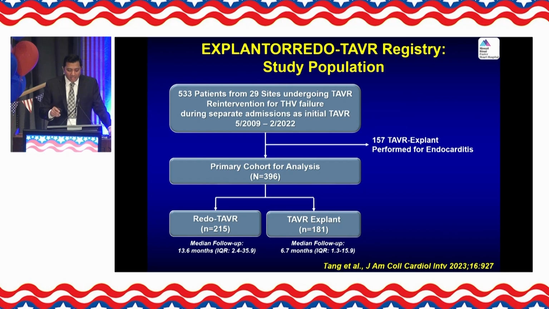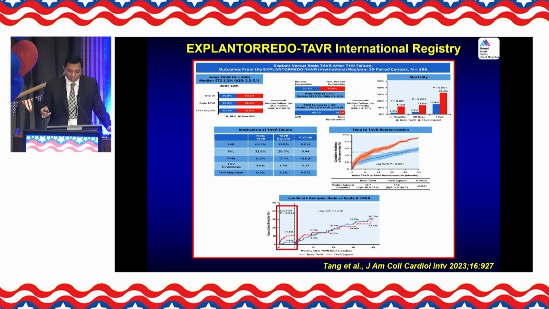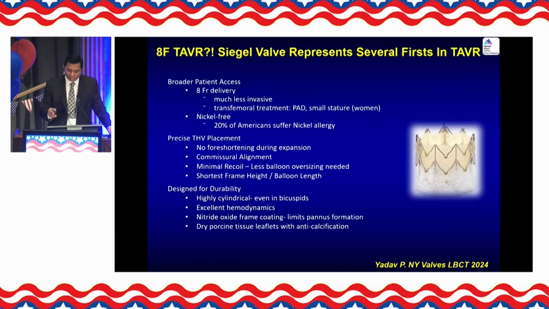Tang from here, where they looked at patients who actually got redo TAVR and TAVR explant. Of course, the TAVR explant people did not do well. Their mortality within a month was 11% on the TAVR explant, and the redo TAVR was 3.4%. So this is a very important take-home message.